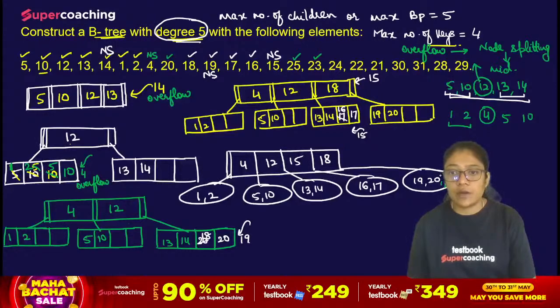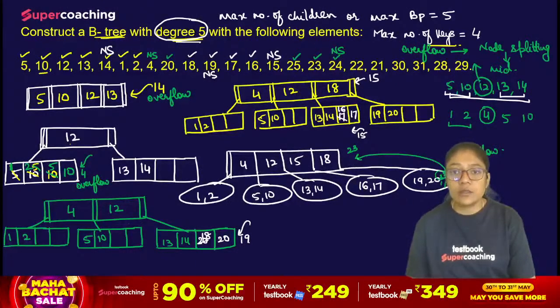So somewhere here we will be getting 23. Next is 24. It has to go to the right side. This is a case of overflow, so again we'll go for node splitting. For 24, node splitting is going to take place. On the basis of what will we do it? 19, 20, 23, 24 and 25. So obviously this 23 has to go up.